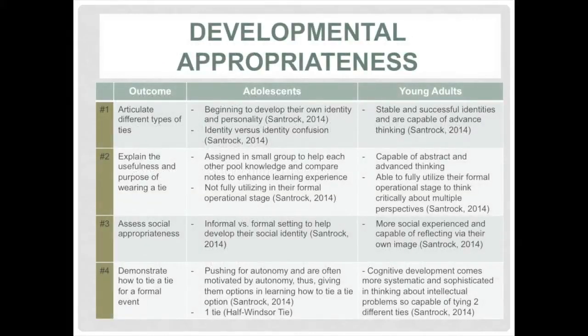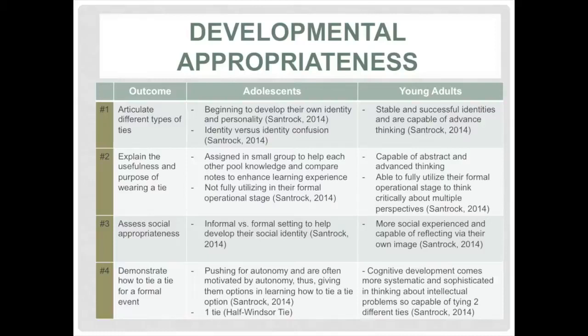Some of the highlights in the developmental appropriateness is that adolescents are beginning to develop their own identity. So proposing an activity that involves them showcasing their personality by creating their own tie will engage them in their learning. For young adults, they are capable of advanced thinking, so it was developmentally appropriate for them to engage in a more difficult task by answering different questions on the worksheet. Adolescents are in a small group so that they are able to help each other out, pull knowledge, and compare notes, which at the end enhances their learning experience and promotes advanced thinking. For adults, it was more appropriate to continue filling out the worksheet.